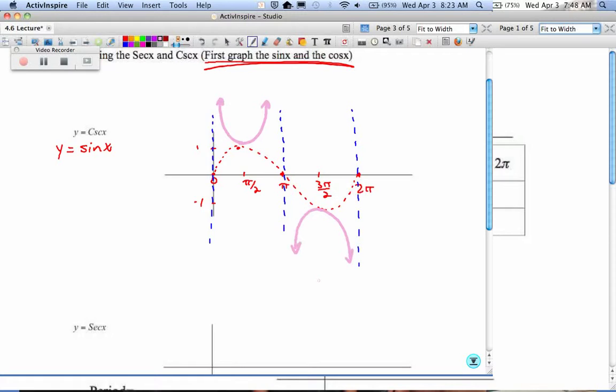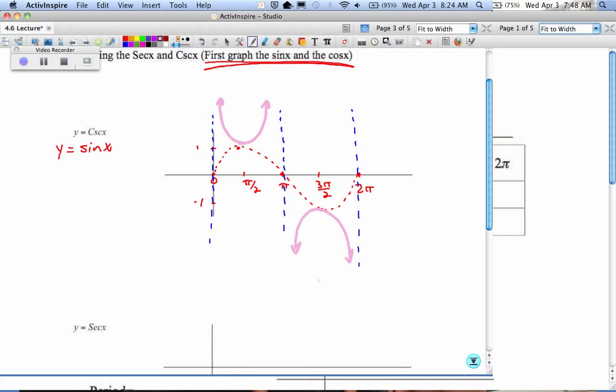So I went a little thicker, different color. That U-shaped graph right there, that is the cosecant graph. You will not see anything else if you graph one of these, except those U's. So that's why you have to do the dotted line for your sine. It is not part of the graph. It only helps you get the shape.